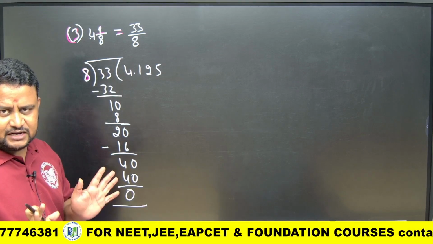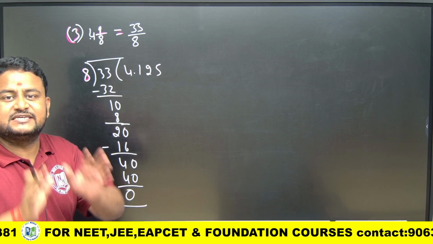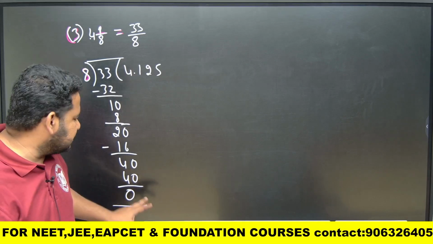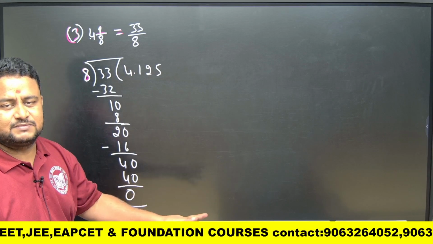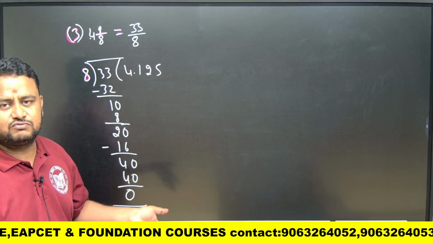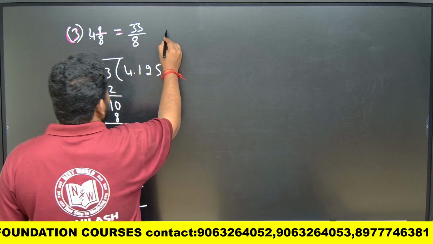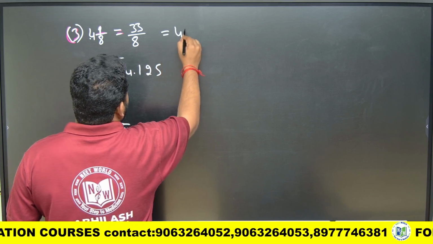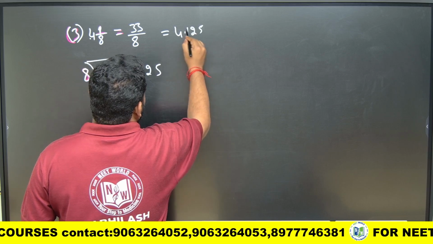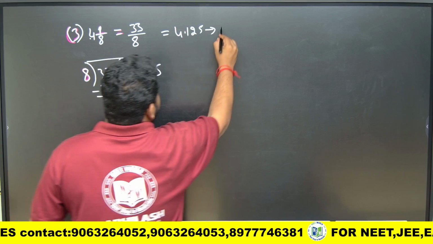Whenever we get the remainder of 0, what kind of decimal is it? It is a terminating decimal. If you don't get the remainder as 0, it is a non-terminating and repeating decimal. We got the answer. This is equal to 4.125. This is a terminating decimal.